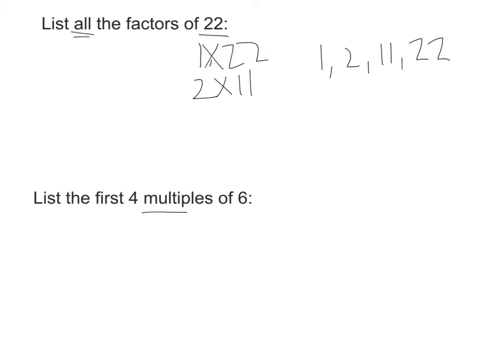If I'm listing multiples, remember I said before multiples is like multiply, and so we want to think about making this number bigger. So if I'm listing the first 4 multiples of 6, I start with 6. Think about 6 times 1, 6 times 2, that's 12, 6 times 3, 6 times 4. That gives me the first 4 multiples. Again, you're going to have a question just like this. It's just going to be a different number.